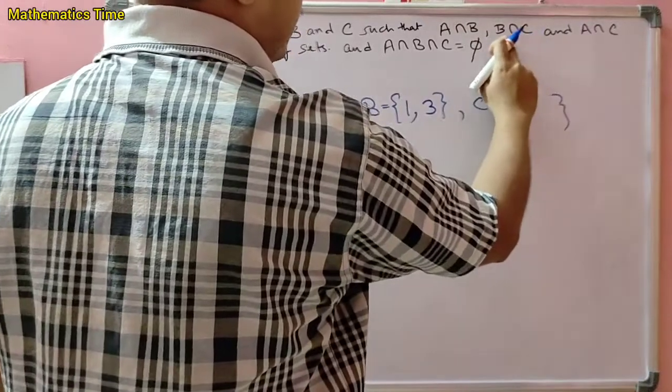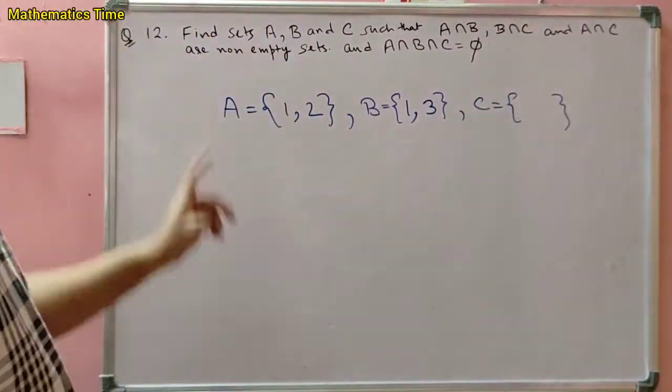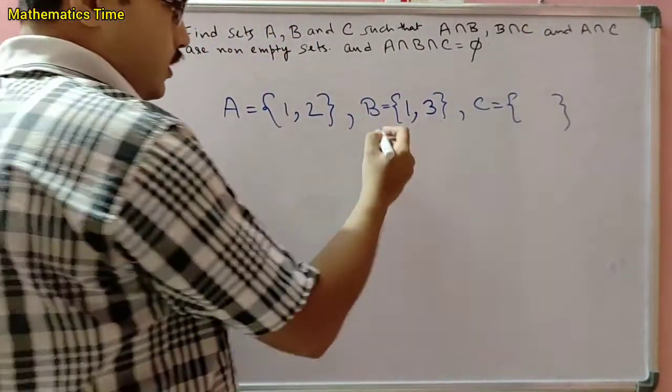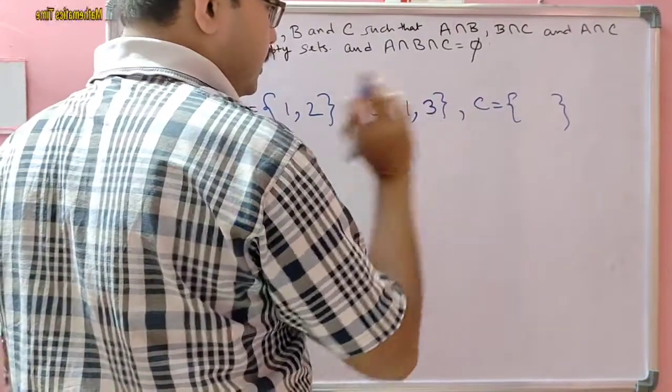Now we have to make B intersection C a non-empty set. So there will be a common element between B and C.